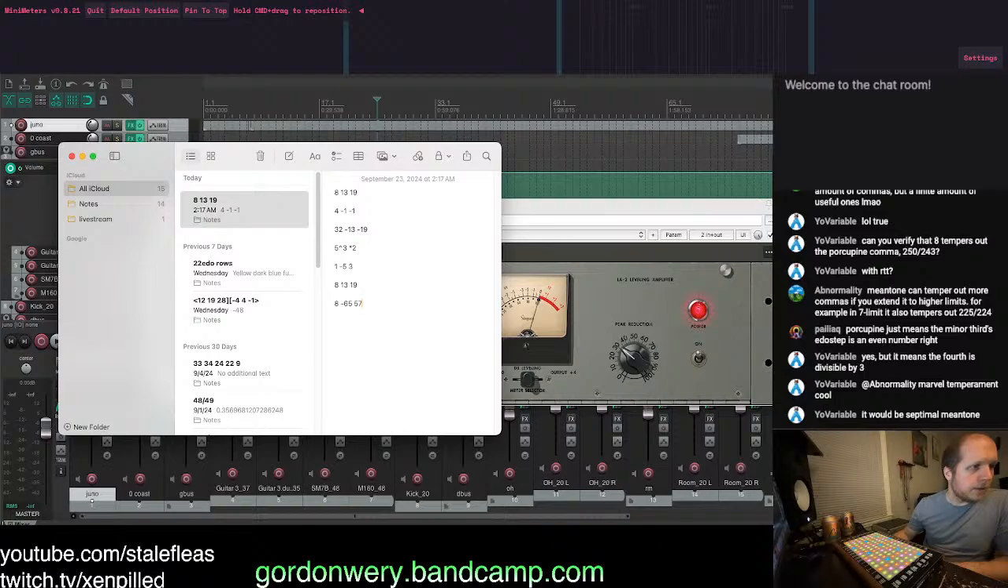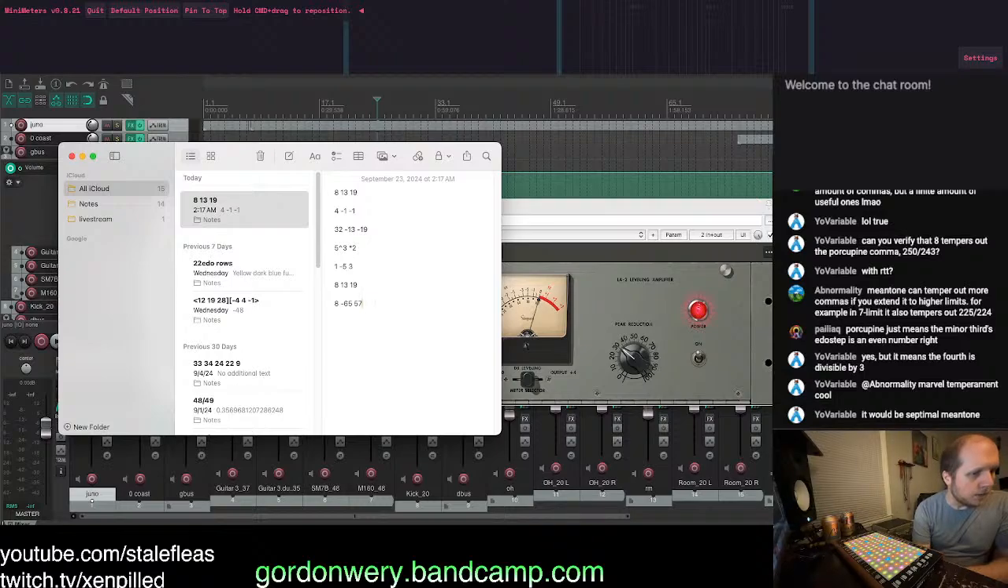So the minor third's Edo step is an even number. The fourth is divisible by 3. I don't understand, why would it mean the minor third's Edo step is an even number? Is it just always works out that way? It always works out that way.